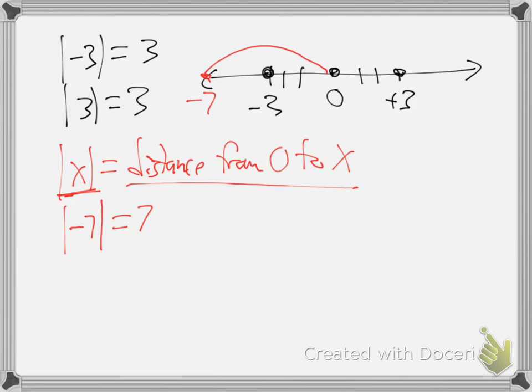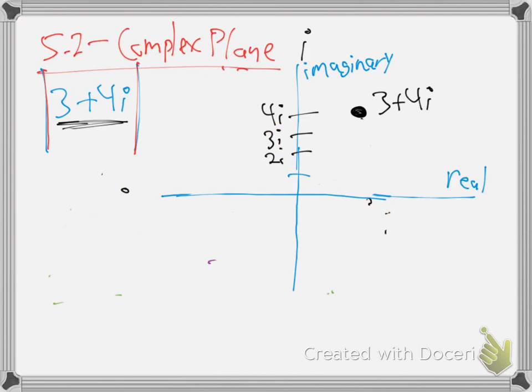When you put bars on something, you're saying distance from 0. So when I put bars on these, I'm saying distance from 0. Where is 0? Right here. So I'm saying this distance, the magnitude. Does everybody see that? That's the same definition, isn't it?